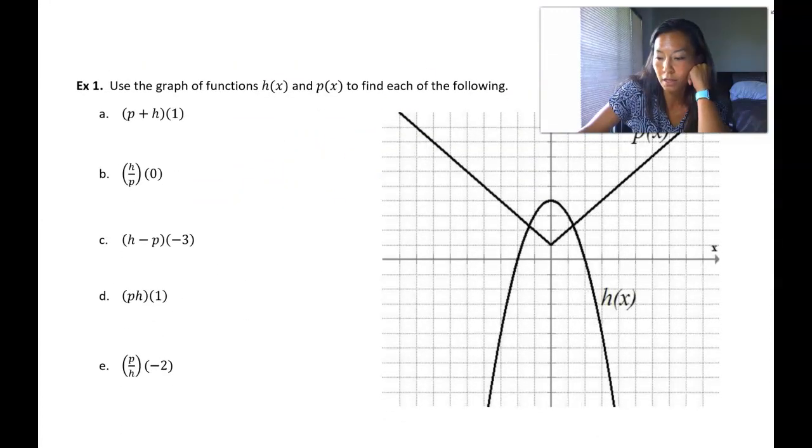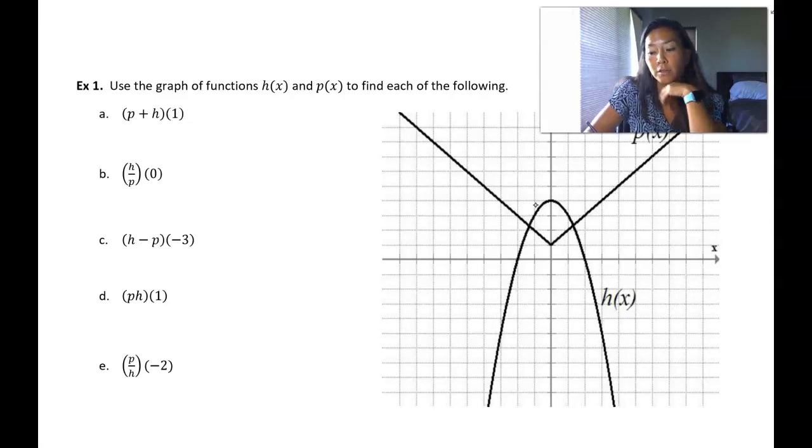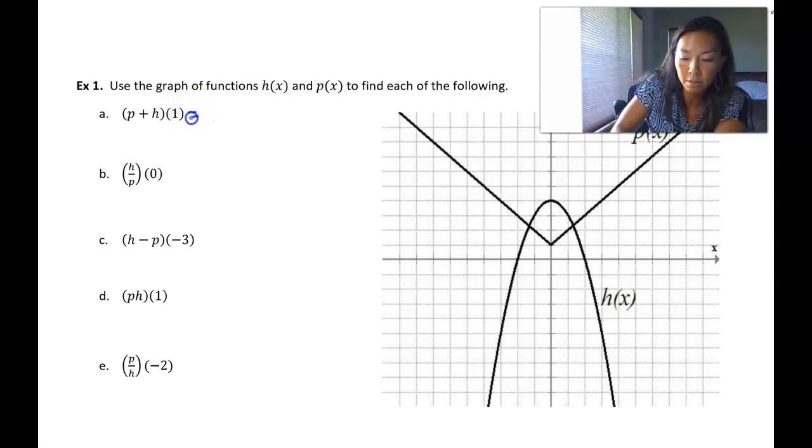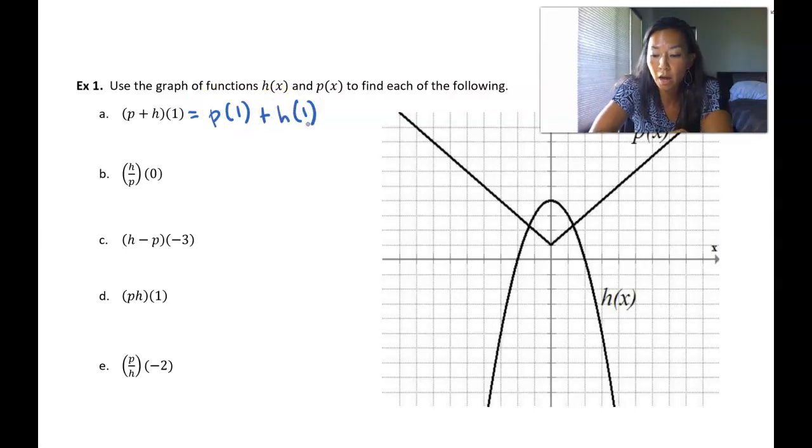Okay, so now we're going to look at it on a graph. It looks like an absolute value graph. P of x is shifted up 1. It's not starting at 0 anymore, it's starting at 1. The way that we can do algebra with functions graphically is you look at the inputs and the outputs, and you can actually add them. This is the same as saying P of 1 plus H of 1. Add them separately. So what are the outputs at 1? And then you're going to add them together.